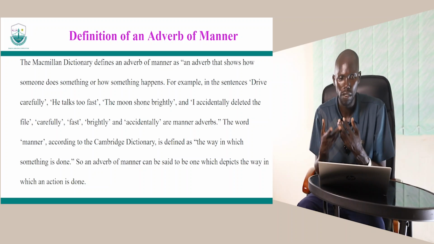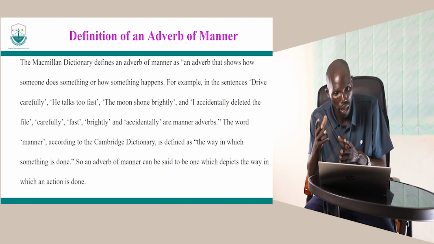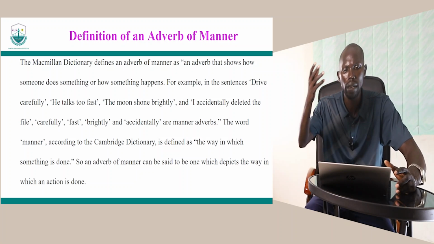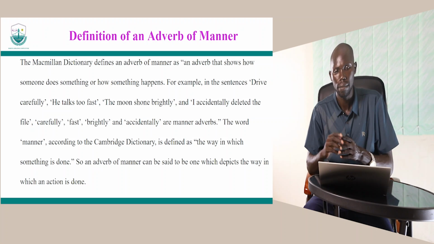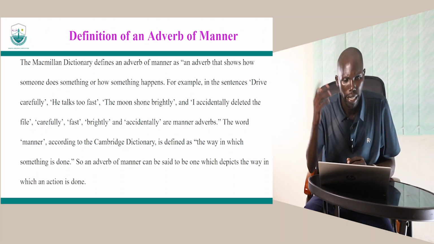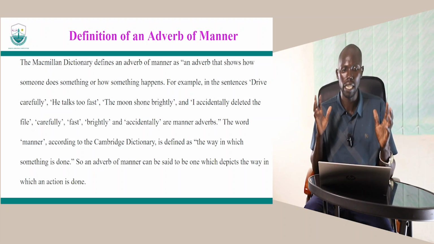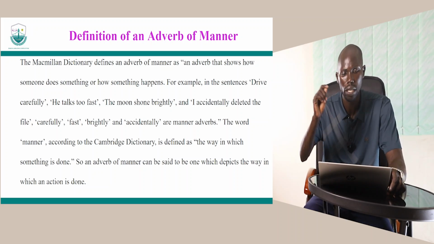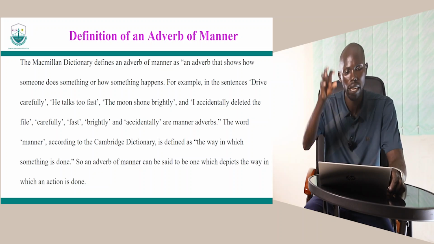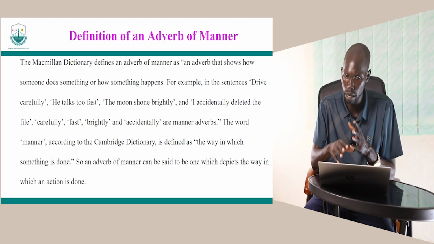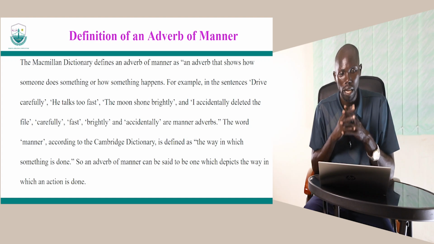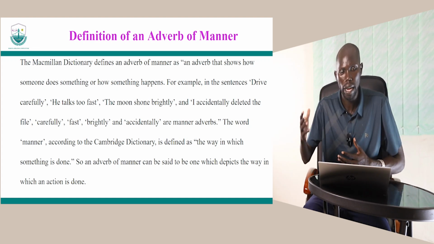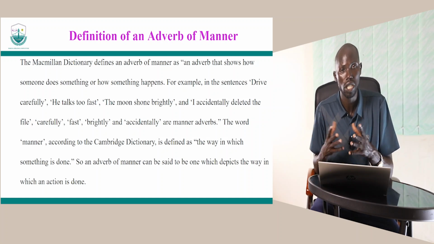In the first one, you are encouraged to drive. How should you drive? Carefully. How does he talk? Too fast. And how does the moon shine? Brightly. Or how did you delete the file? Accidentally. The word manner, according to the Cambridge Dictionary, is defined as the way in which something is done. So an adverb of manner can be said to be one which depicts the way in which an action is done.